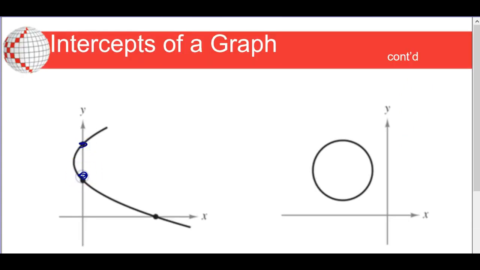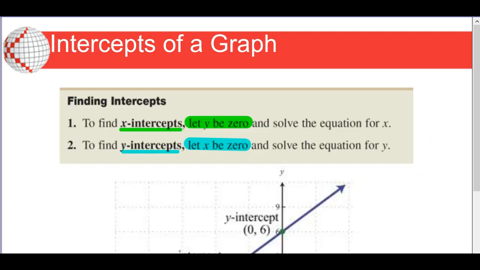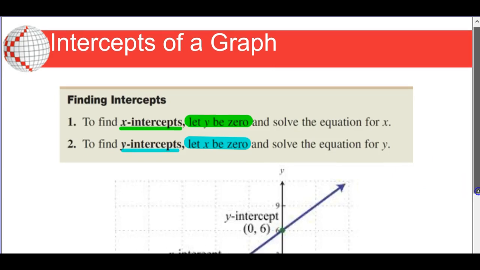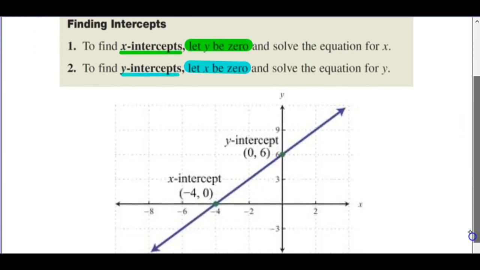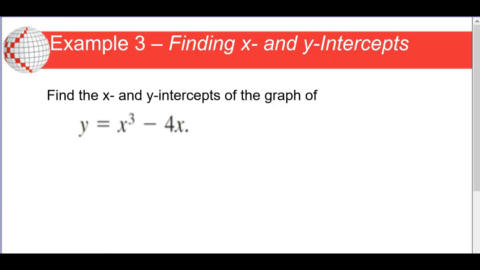This has 2 y-intercepts. And a circle, again, it's not a function. It doesn't pass the vertical line test. But this has no x-intercepts. It's possible to have a graph with no x-intercepts or y-intercepts. So again, to find a y-intercept, you let x be 0. To find an x-intercept, you let y be 0. So this just says find the x and y-intercepts.